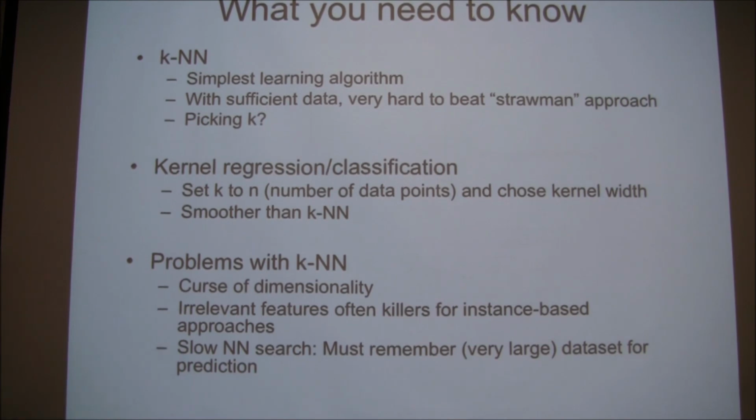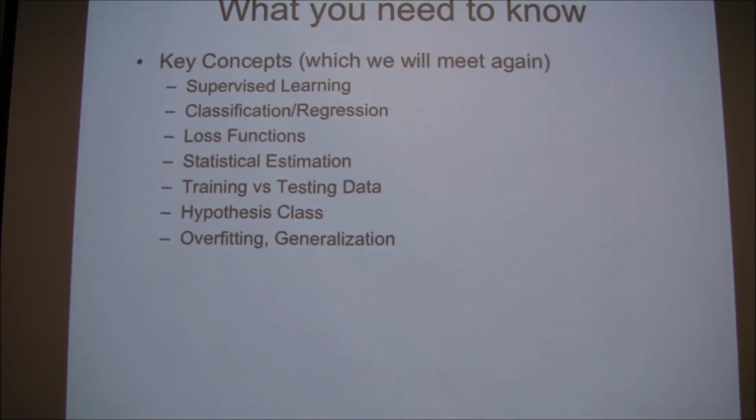Okay. The idea of kernel regression or classification is often smoother than nearest neighbor, and we expect you to know the things we taught you about the curse of dimensionality, irrelevant features, and the fact that the key problem in nearest neighbor is speeding it up with approximate methods. We have also gone over the idea of loss functions, what classification and regression are.